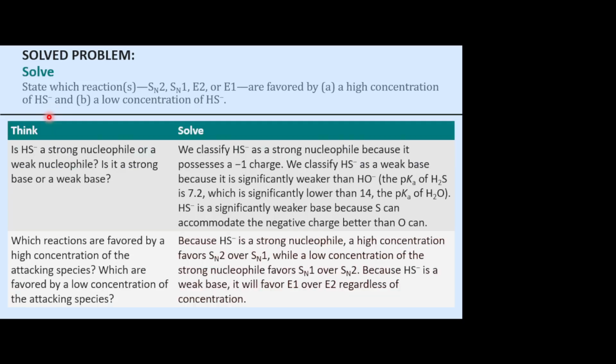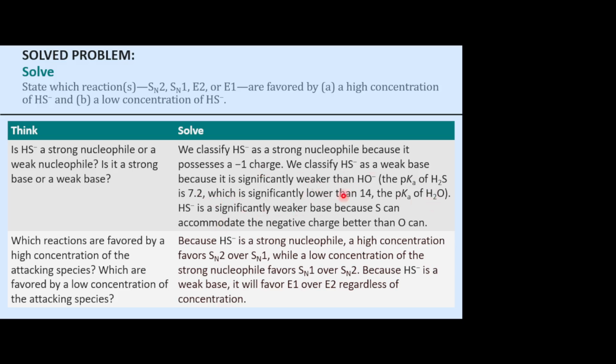So the first thing we have to do is classify HS minus. So this is going to be a strong nucleophile. It has a -1 charge. Now HS minus would actually be a weak base in this case, and so it's weaker than OH minus. And this one, interestingly enough, is pretty easy to identify from the periodic table, because this is less electronegative than this, right? This is a larger group here. And if you look up the pKa's, we would see 7.2 versus 14, which means that's a lot better of an acid than the oxygen is.